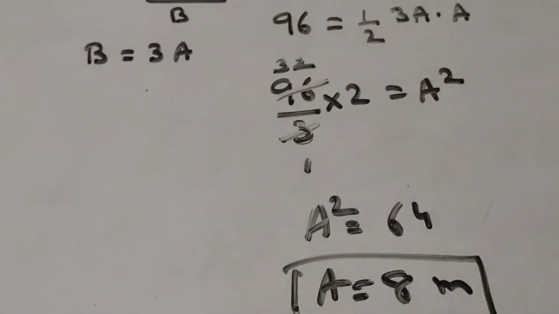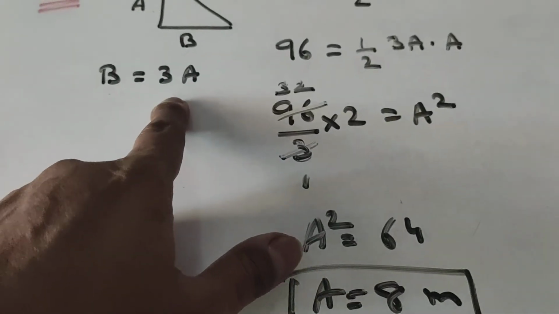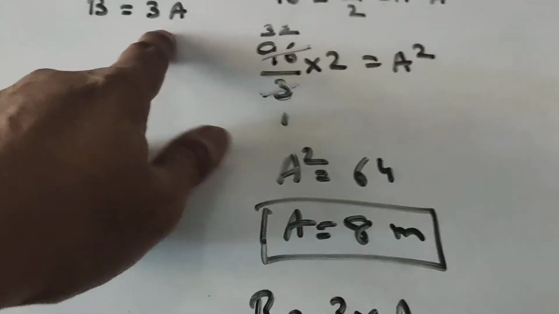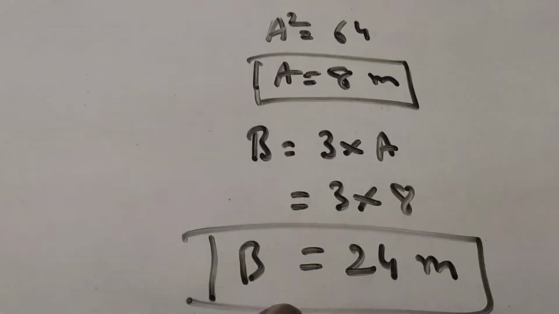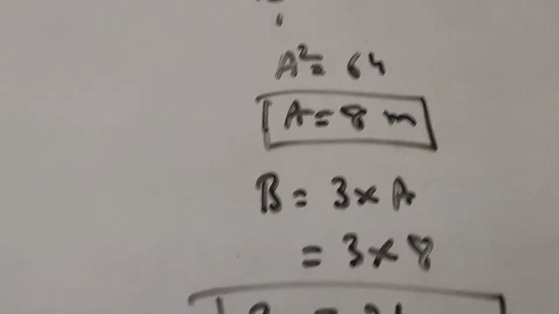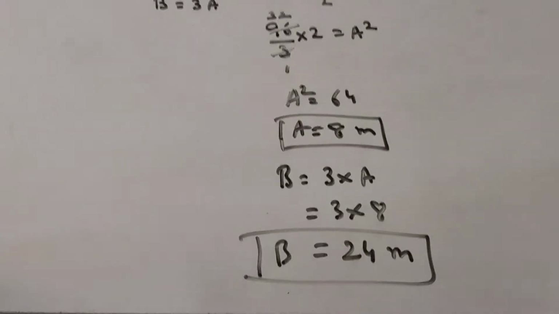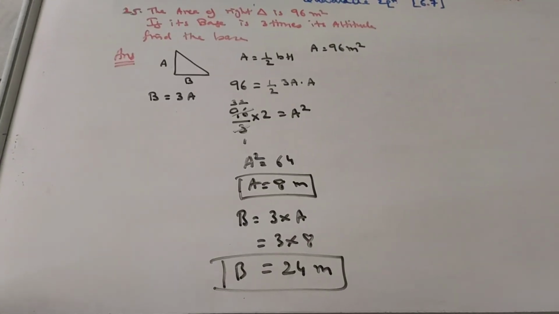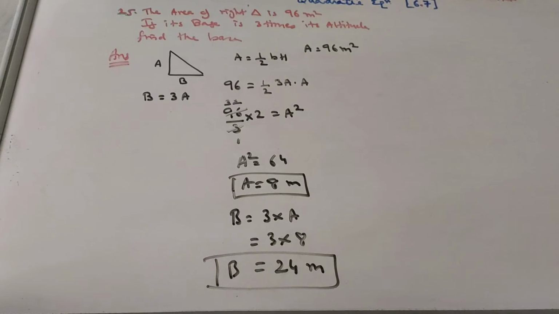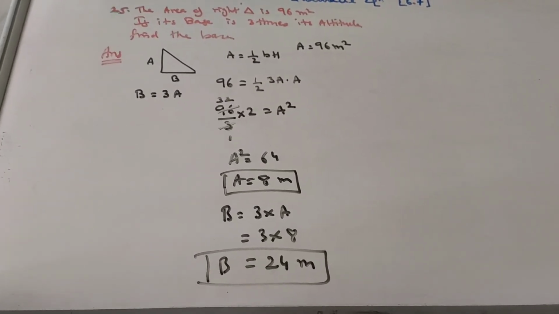Now placing the value of A, 8, in this one, because it's an altitude and base is 3 times the altitude. So base is equal to 3 multiplied by 8. That is going to give you 24. So base is 24. It is a very easy sum. Only thing that you require is to have understanding related to the question and some basic knowledge of the formulas.